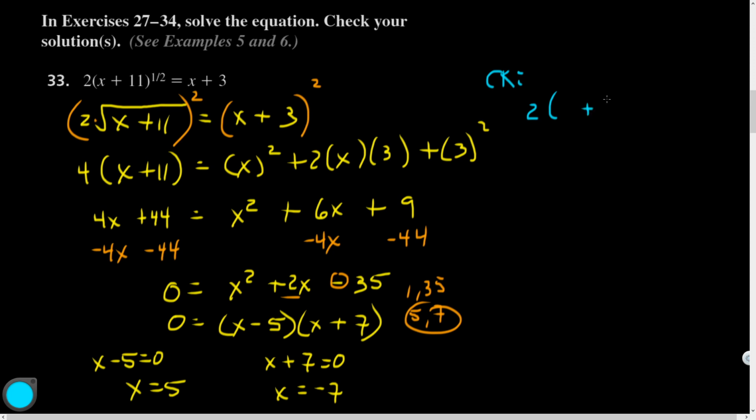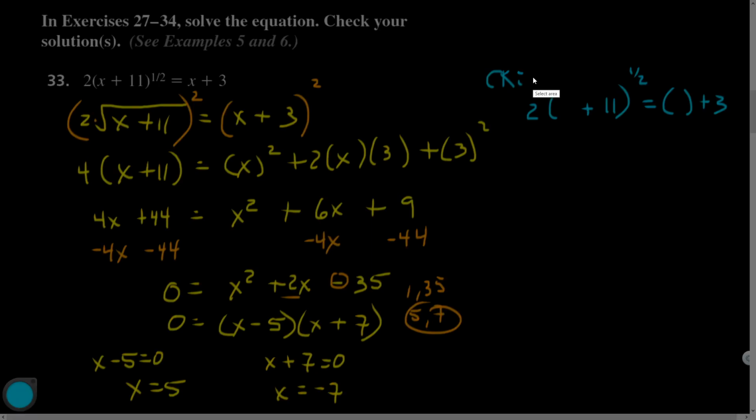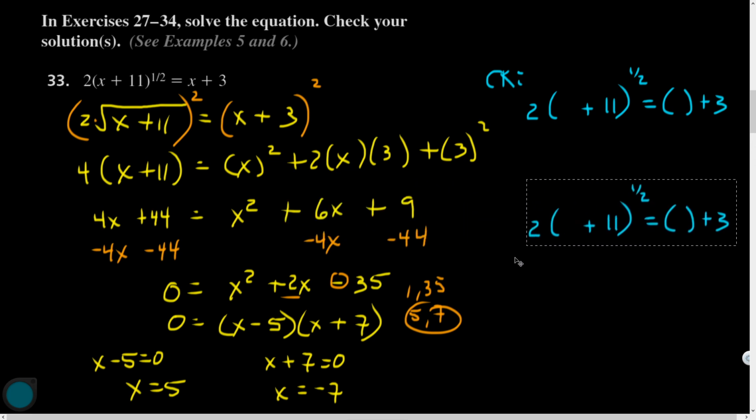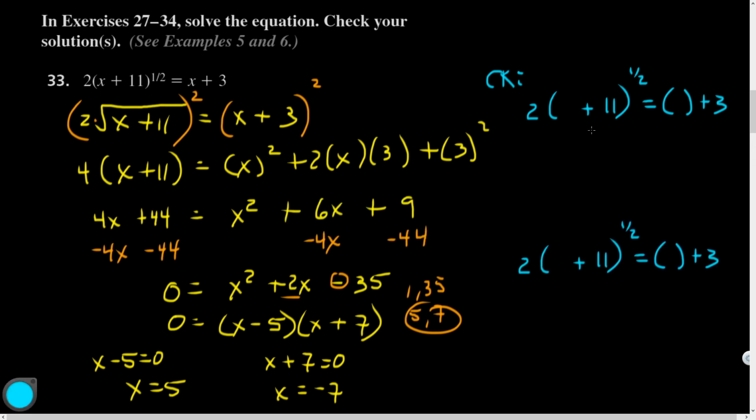So 2 times the quantity x plus 11 to the 1/2, is that equal to x plus 3? And I'm going to do my lazy shortcut. Plug in both of these. Here we go. 5. All right. 5 plus 11 is 16. 5 plus 3 is 8. Still to the half exponent. The square root of 16, that's what a half exponent is the same as, a square root. Square root of 16 is 4. 2 times 4 is 8. So that's true.